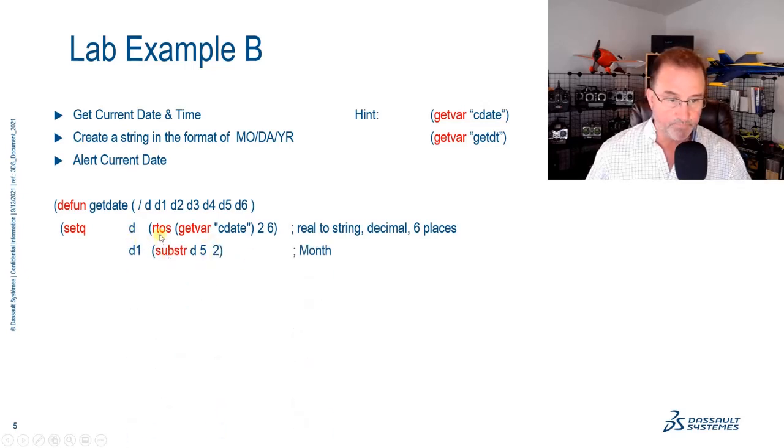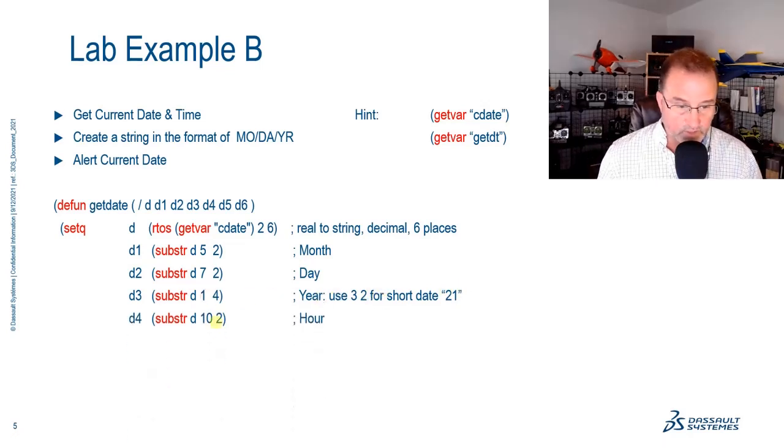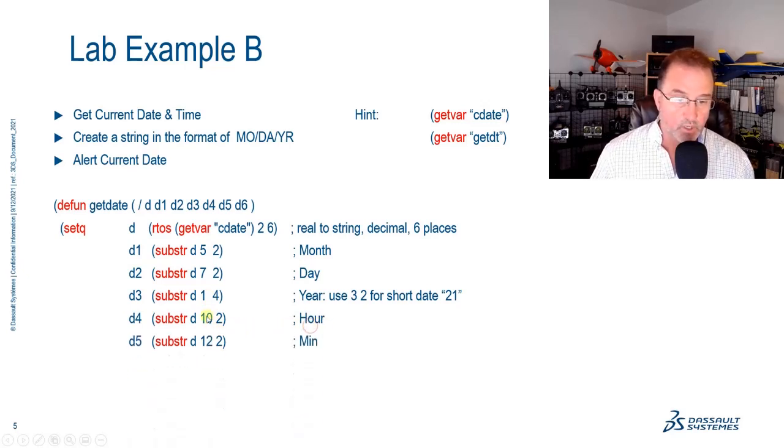Now, once it's a string, we can strip away. We can say, okay, I want to start at the 5th character and take 2 characters. That's the month. 7th character, 2 characters. That's the day. If I start at the 1st character and take 4, that's, of course, the year. But in some cases, we use a 2-place string for the year. If you want to just say 21 instead of 2021, you would start at the 3rd character and take 2. Otherwise, we'll get the full 4-digit year. All right, so when we take the 10th character and we take the next 2, that's the hour. The 12th character, the next 2 is minutes, and then, of course, seconds.